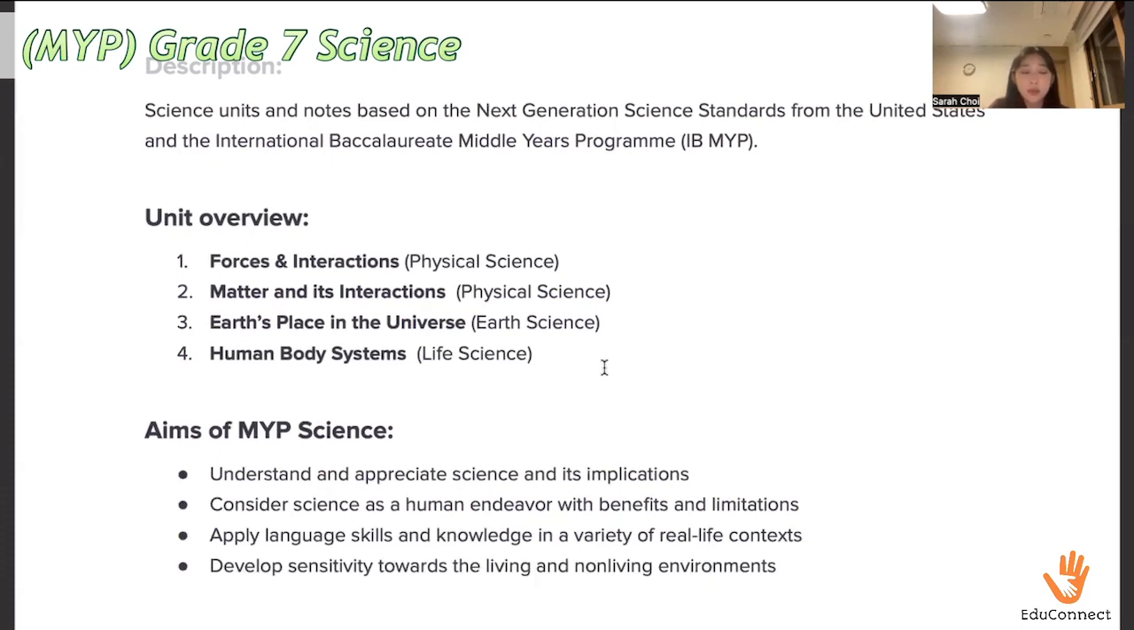So, the aims of MYP science are to understand and appreciate science and its implications, consider science as a human endeavor with benefits and limitations, apply language skills and knowledge in a variety of real-life contexts, and develop sensitivity towards the living and non-living environments.